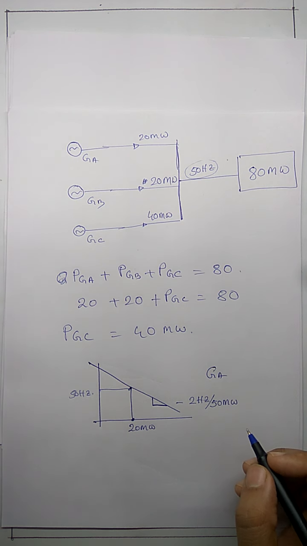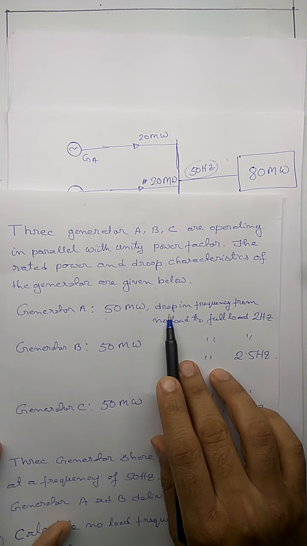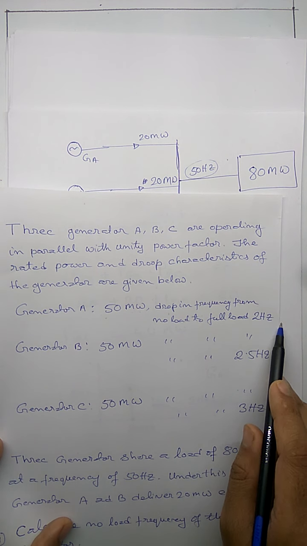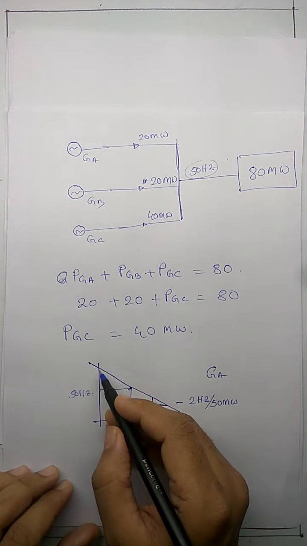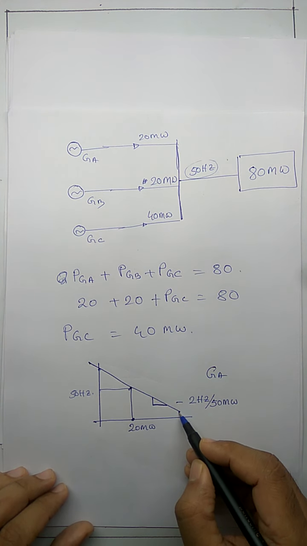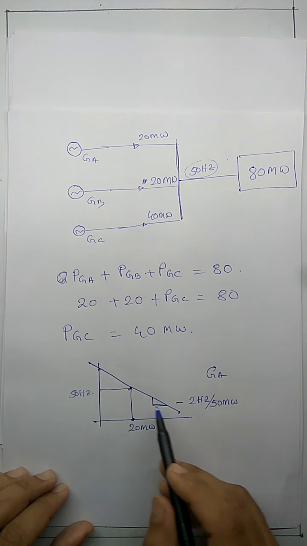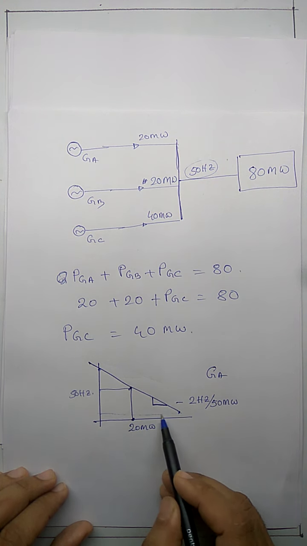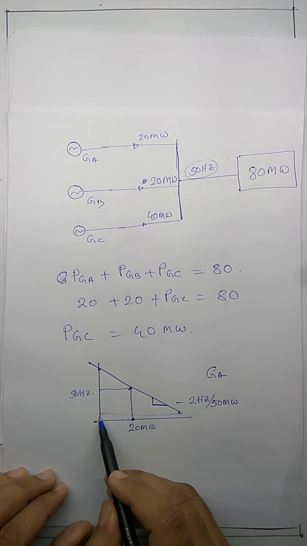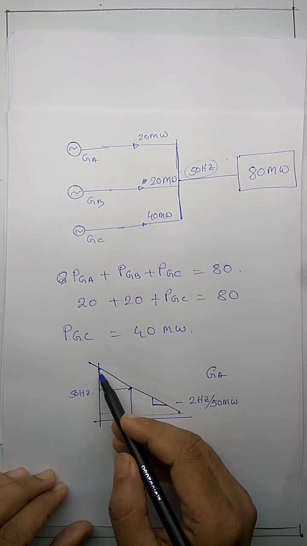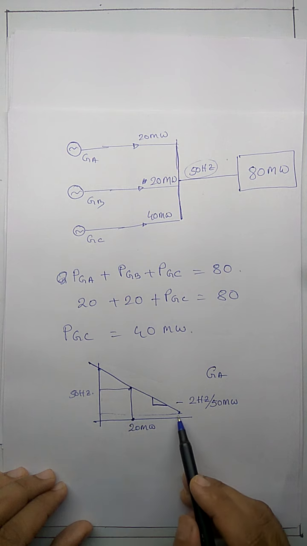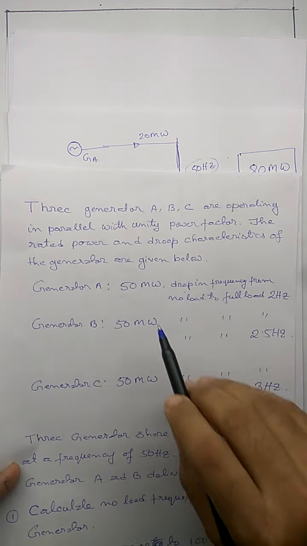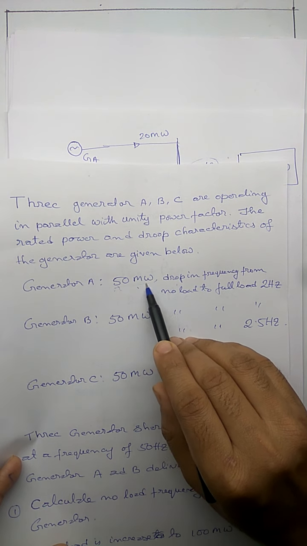So what is being said? Let's see this one again. Drop in frequency from no load to full load is 2 hertz. It means that, say this is your no load condition, this is your full load condition. So from no load to full load there is a drop of 2 hertz. So what is the slope? The slope is delta F by delta P. Delta F is 2 hertz, delta P is 50 megawatt. Why 50 megawatt? Because the full load capacity of the generator is given to be 50 megawatt.